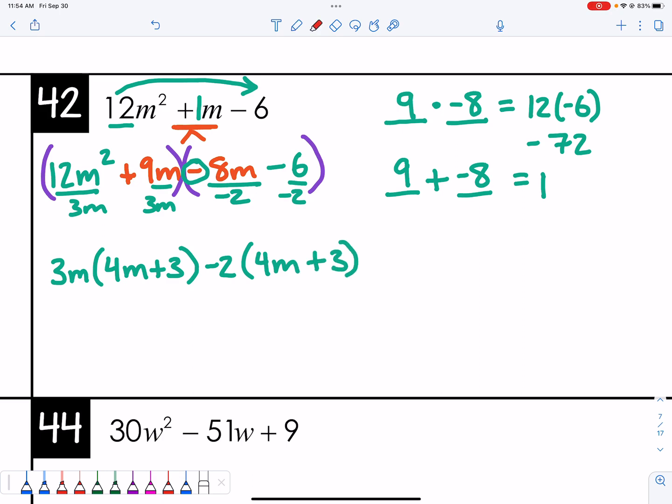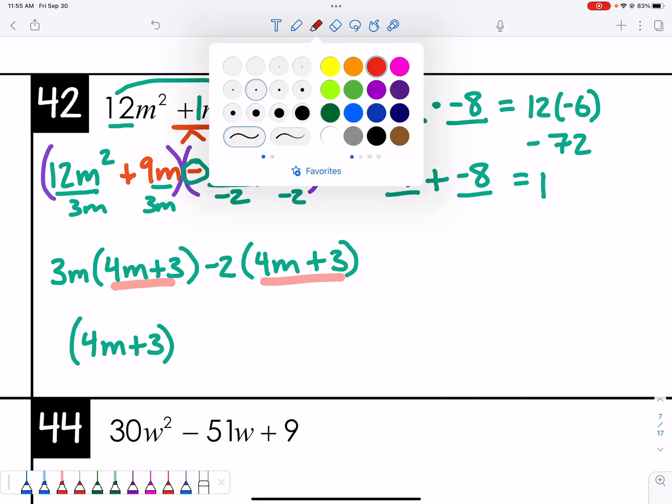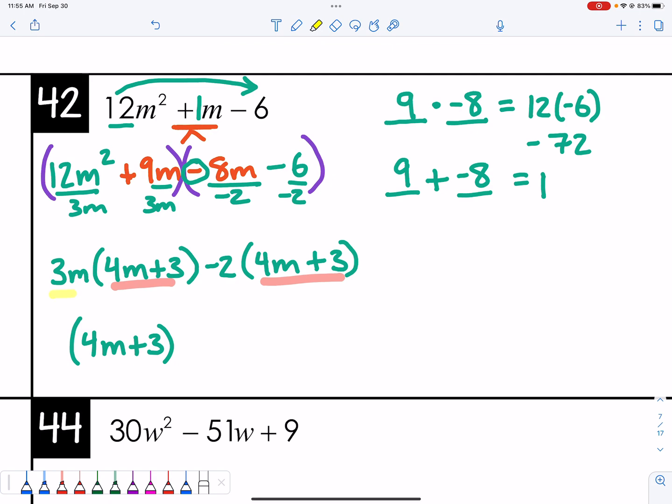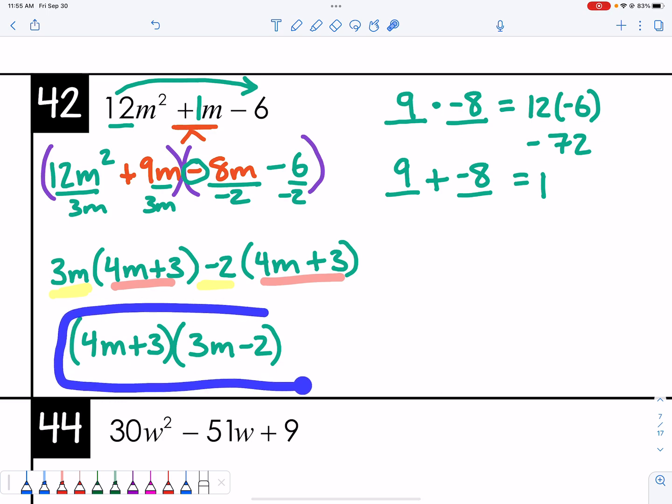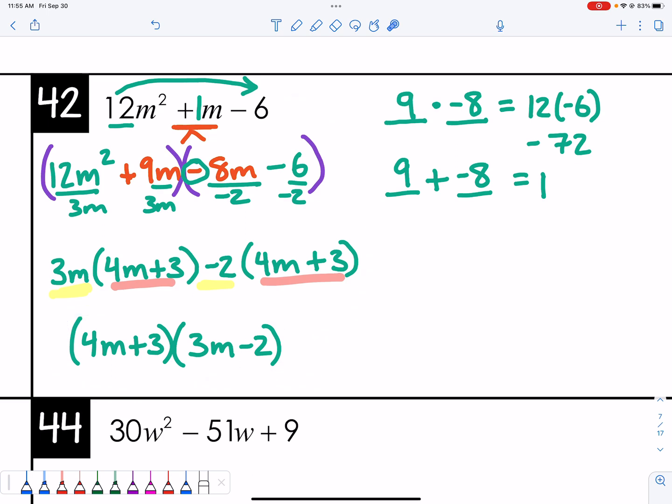So notice that we have a common factor of 4m plus 3. So that's going to be one of the factors of my trinomial. And then I have the greatest common factors that I took out, which were 3m and negative 2. So that becomes your other binomial. And those are the factors of this original trinomial. So another great thing to notice is if I were to multiply this back together, I would get what I started with. Okay, so that's it for trinomials.